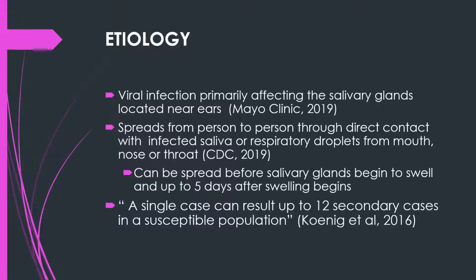And then I found this quote that kind of shows how contagious mumps can be as well. So a single case can result in up to 12 secondary cases in a susceptible population.